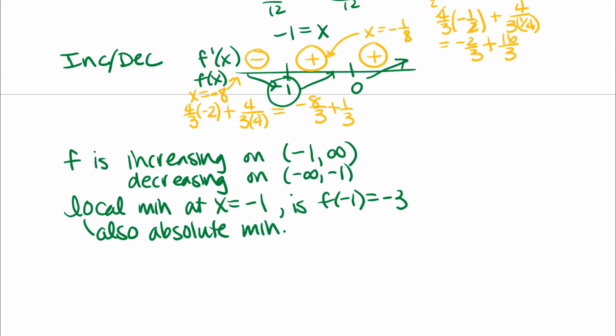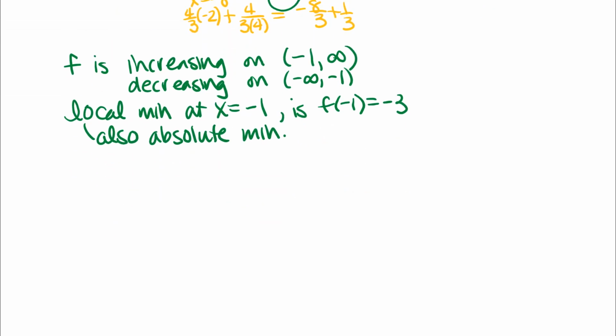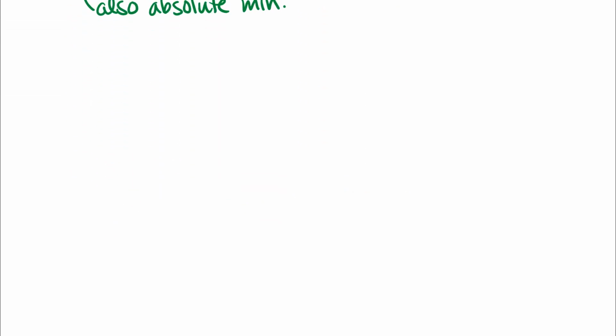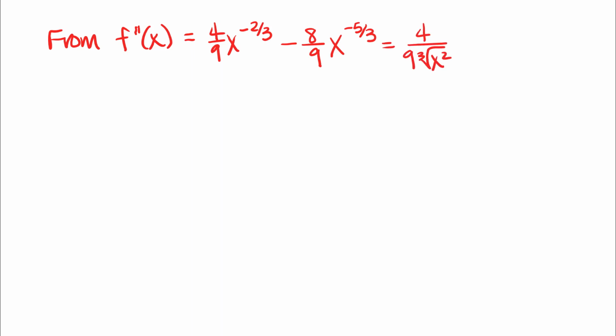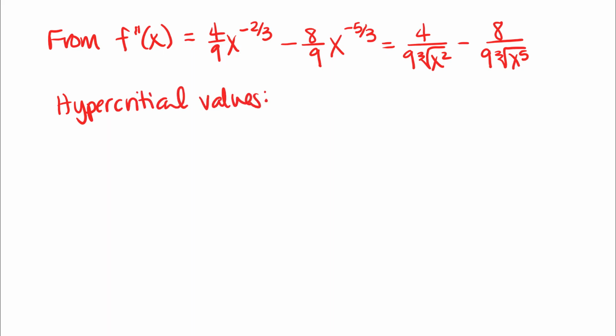There is no local or absolute maximum on this graph. All right, and then the next thing that I can find is information from the second derivative. And again, I'm going to rewrite this in terms of what it means to help me think about values where this derivative maybe does not exist. Okay, so thinking about hypercritical values, so places where the second derivative does not exist at x equals 0.